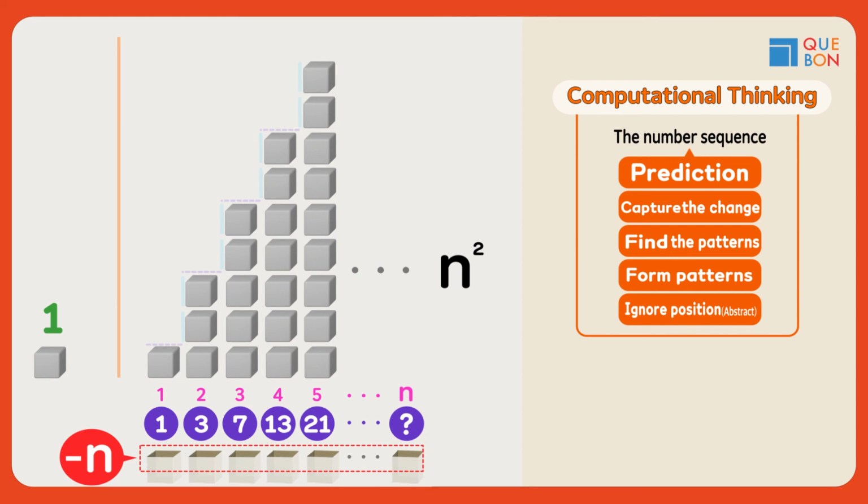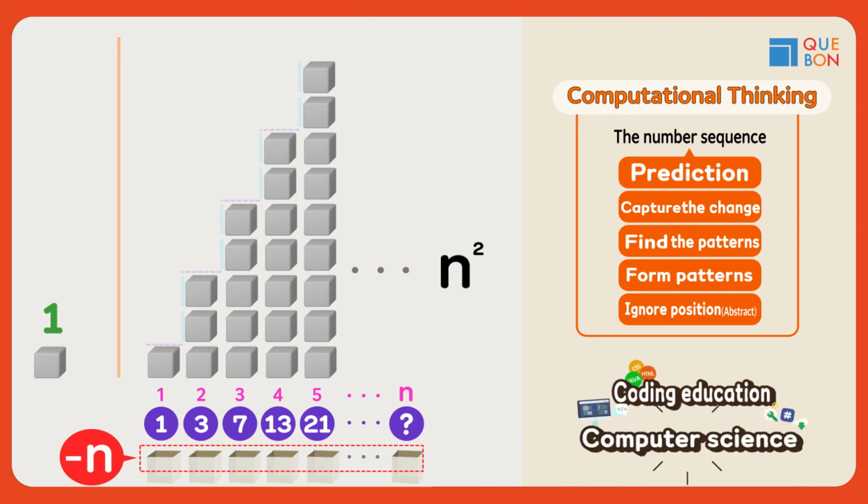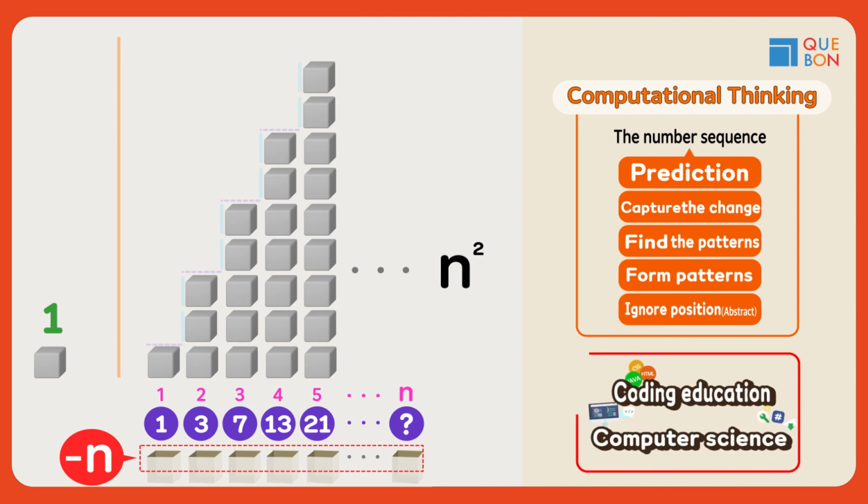Computational thinking is a mandatory skill for coding education and computer science. But most importantly, for people living in the world of AI. These skills will grow quickly if you do things the Gebong way.